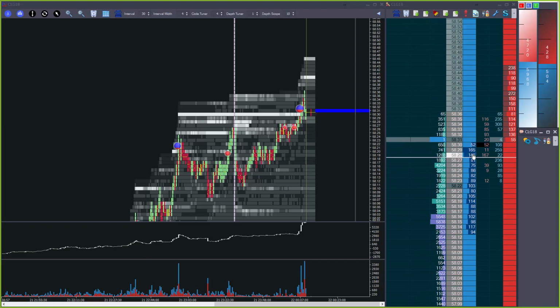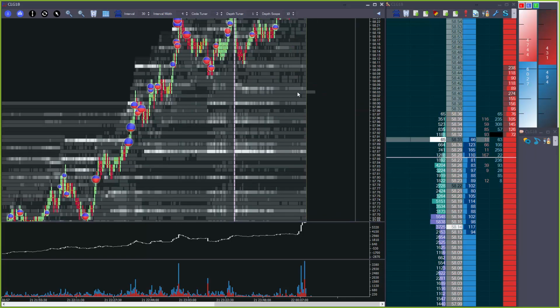So I can see using snapshot for pullbacks, but for me this is it. This is all I need. Just have the circle tuner at about 4. If you have the circle tuner less than 4, you tend to get something like this, which is, to me, not readable.